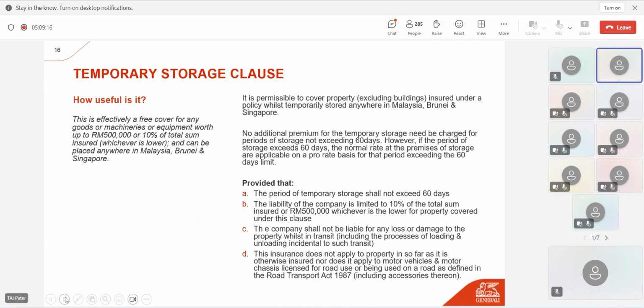So for example, your location is in Shah Alam, and your total sum insured down there is, let's say, 2 million. How much is your temporary storage allowed outside of Shah Alam? It is 200,000. It's not 500,000, because if your Shah Alam office is only 2 million, it's based on 2 million times 10%, which is 200,000. I hope you understand what I'm trying to say. Okay, now we come to the next one.